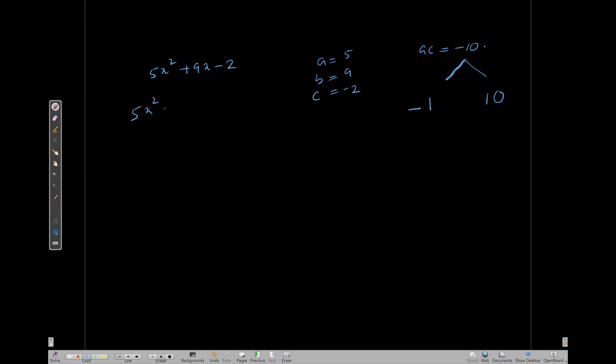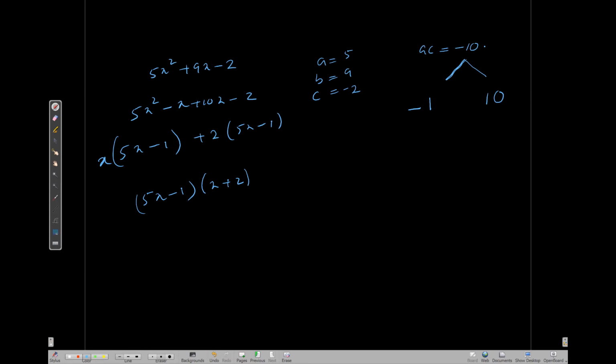So 5x squared minus x plus 10x minus 2. So first two, I will take x out, so 5x minus 1. Second two, I will take 2 out, so 5x minus 1. See, now I can take 5x minus 1 out, so x plus 2. I think the idea is clear, right?